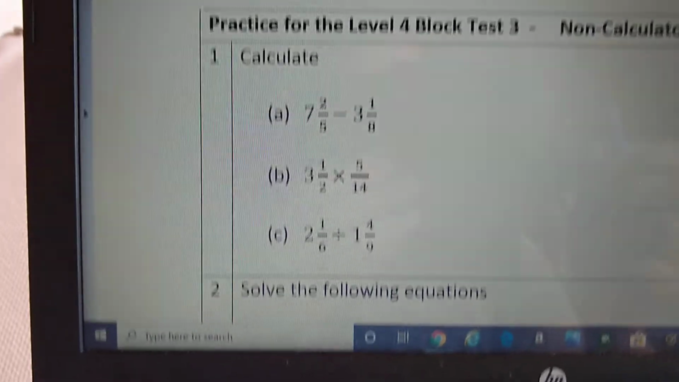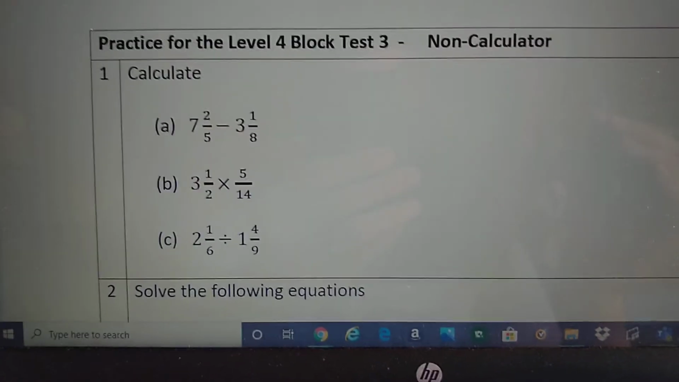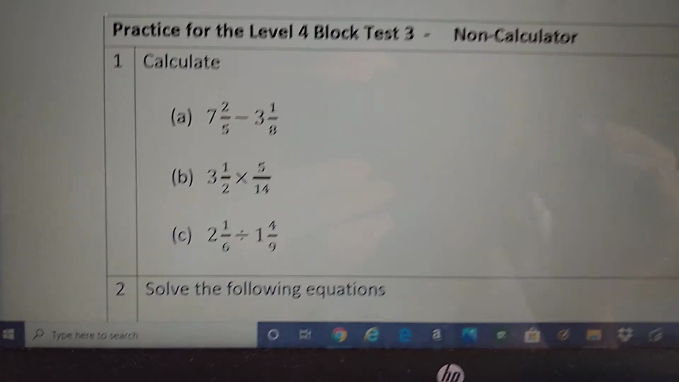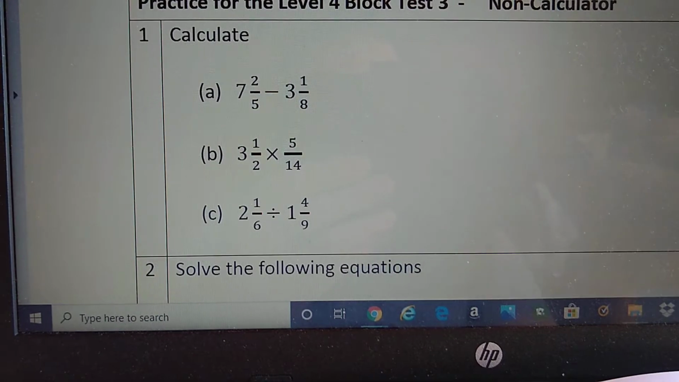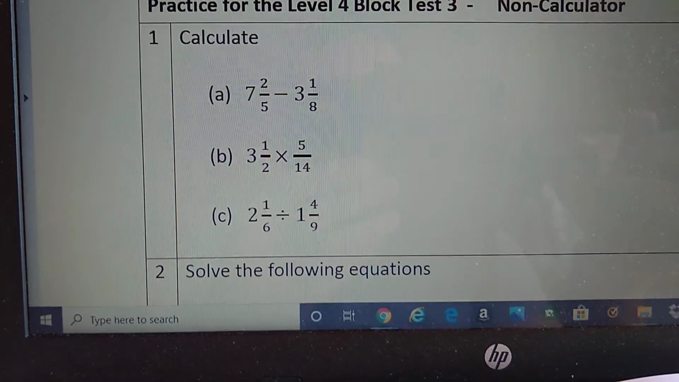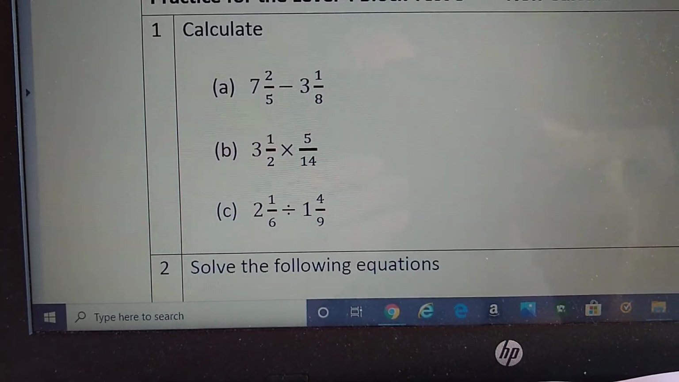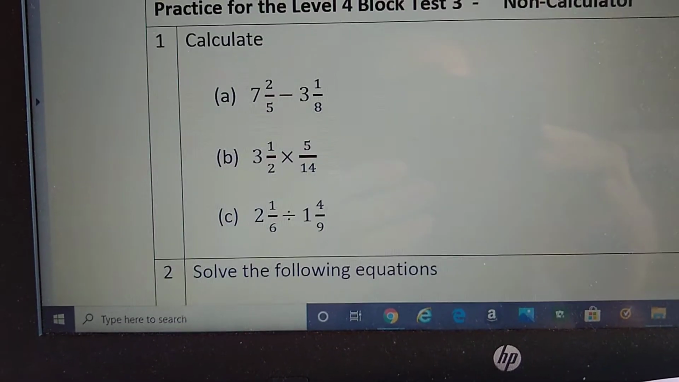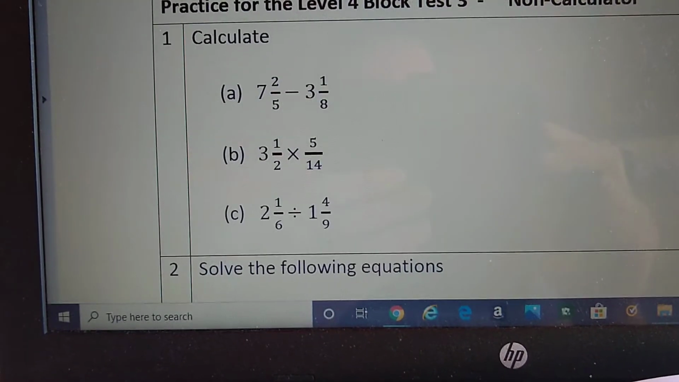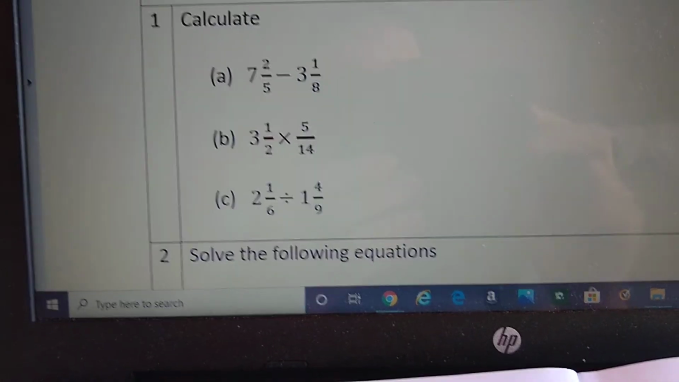Hi, I'm just going to run through the questions that have been set on the mixed revision for level 4 block 3. Okay guys, so this is probably slightly harder than what you would have had in your test if you're in school, because while I was trying to give you a revision, it's slightly harder just to try and get you up to speed for your tests.